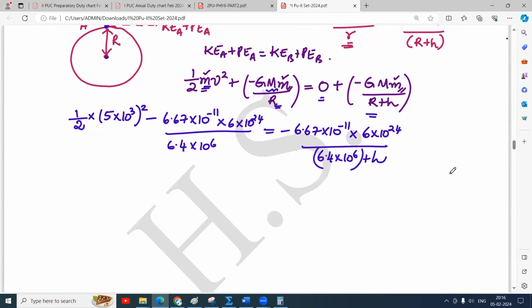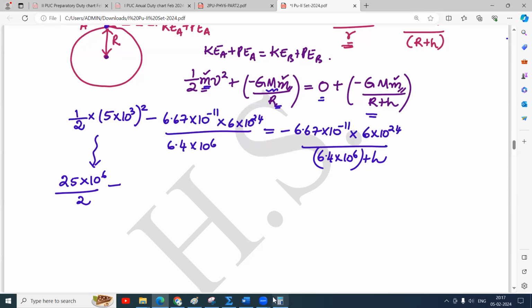So this problem is actually easy. You have to be very calm and write step by step, very clearly, so that you will get the answer. And here, this is 25. So this part is 25 into 10 to the power 6 by 2, because 5 squared is 25, and 10 to the power 3 squared is 10 to the power 6.